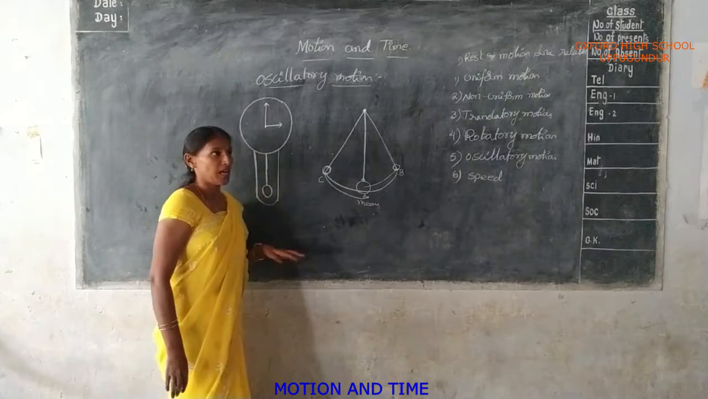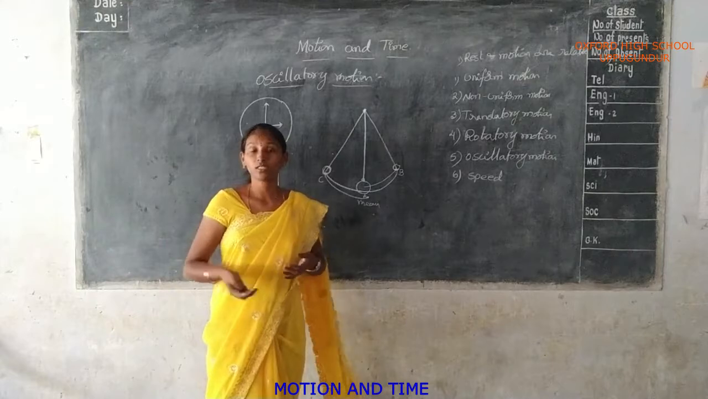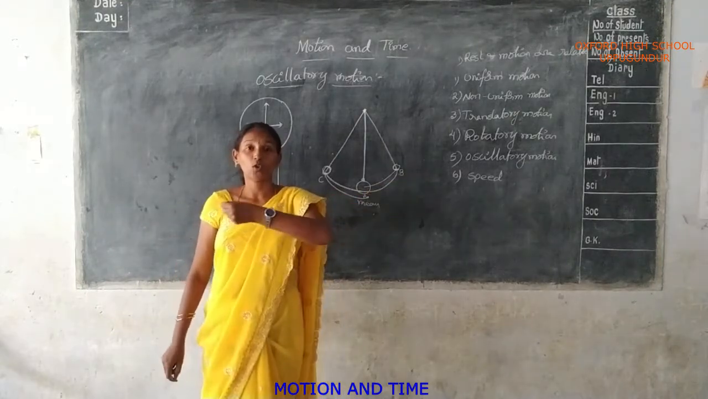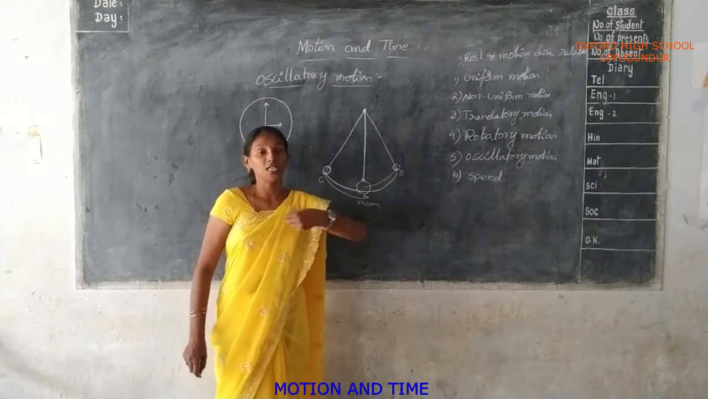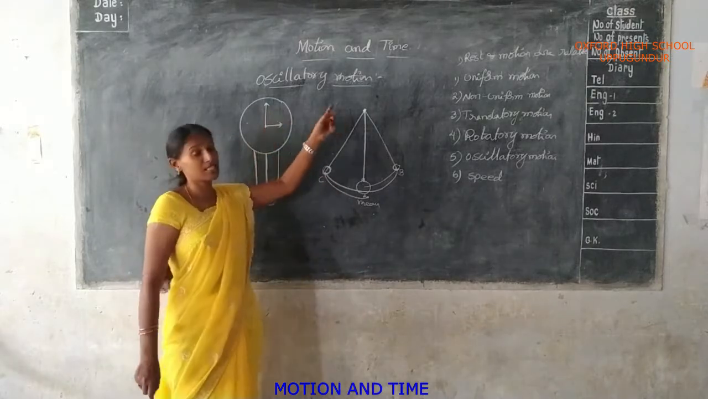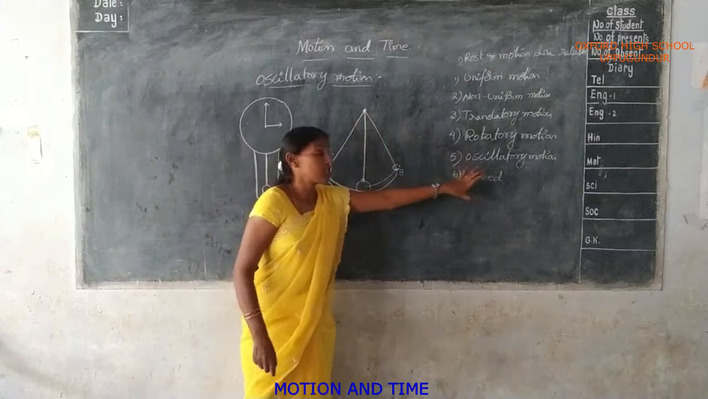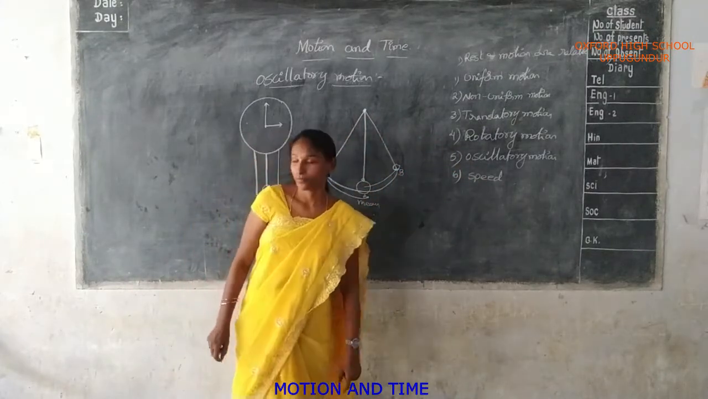One more example you can say is opening the windows or opening the doors. A door opens and closes, opens and closes. That one also is considered in equal distance and equal parts only, so it is also oscillatory motion. All these motions you are observing in your daily life. Have you understood, ma'am?